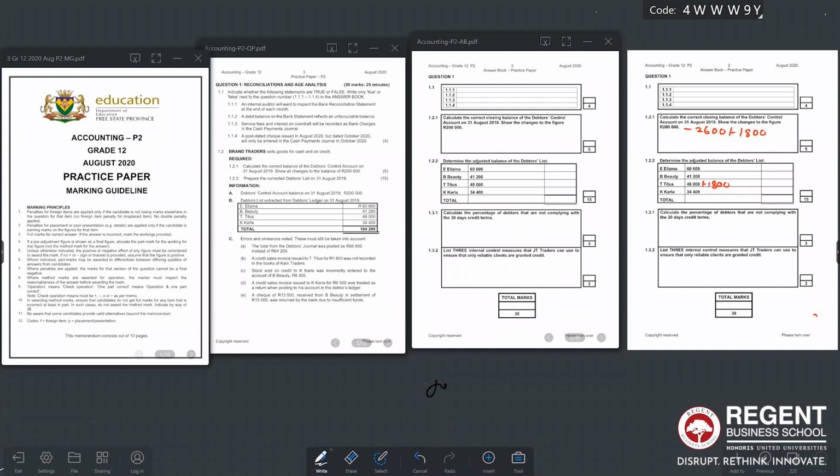And you know something, the debtors control, that is the debtors recon and creditors, should take most of you 6 or 7 minutes, 10 minutes max. Even if they give you 20 minutes, you should be able to do it.